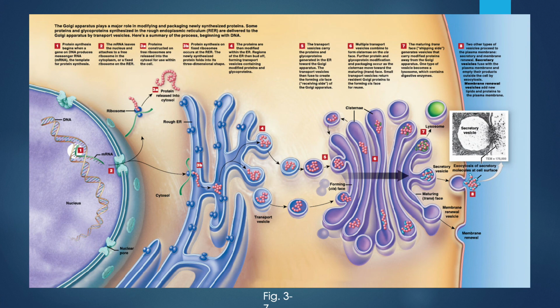The lysosome is going to be important for having digestive enzymes to help clean up the cell. The secretory vesicle will fuse with the plasma membrane, and once that happens, it can expel its product into the extracellular fluid by a process called exocytosis, which we'll discuss later. The third thing that can happen is we can have a membrane renewal vesicle, which is going to add new lipids and new proteins to the plasma membrane to continually renew it and help it maintain its integrity.